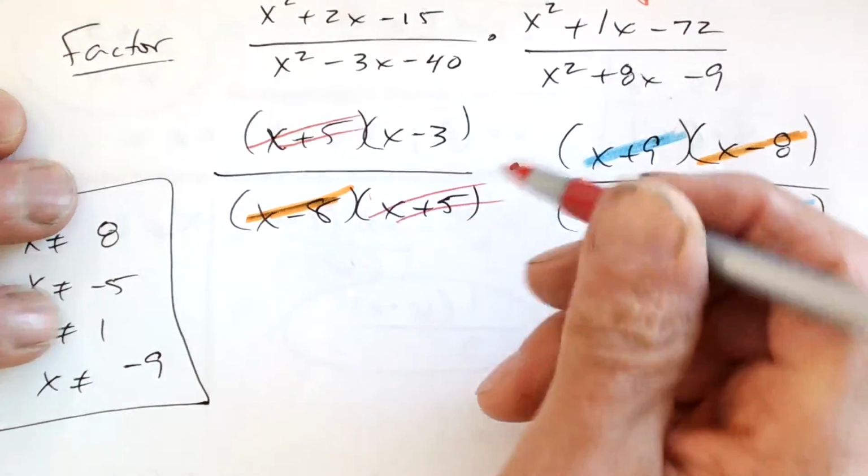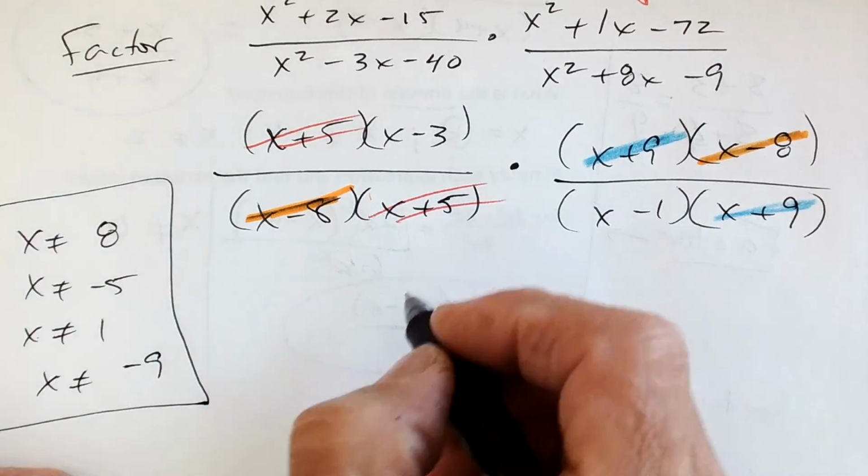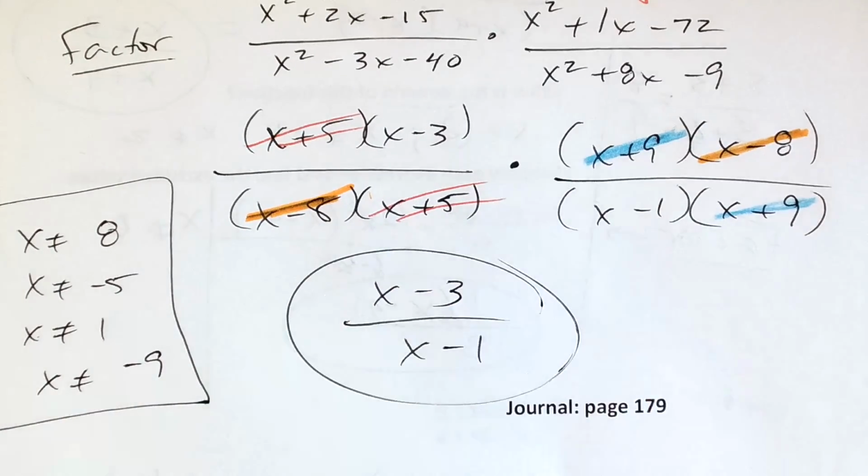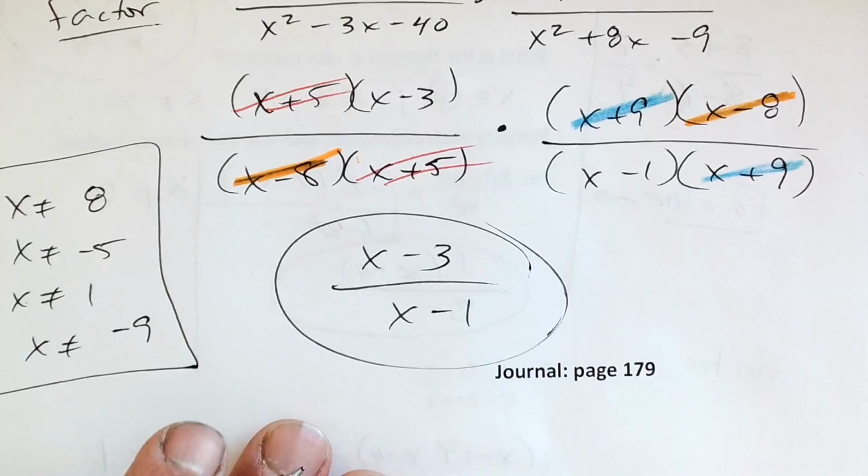Plus 5 with plus 5. And so what am I left with? x minus 3 over x minus 1. Okay, there we go. Awesome.